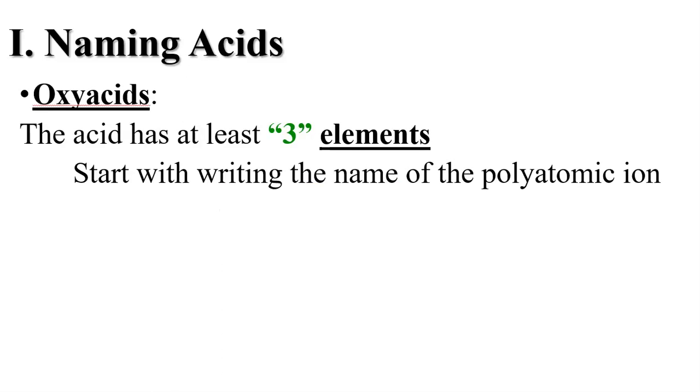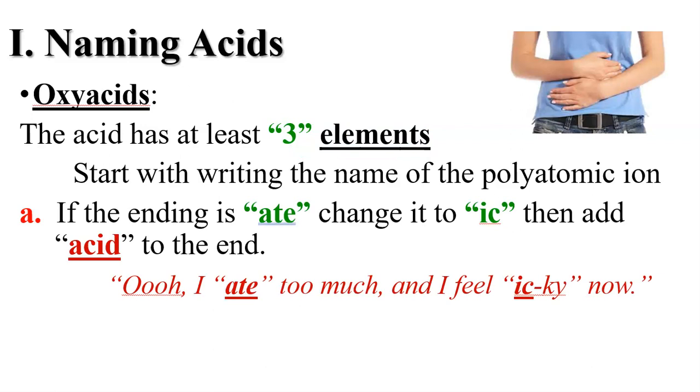All right, next are our oxyacids. Okay, these have at least 3 elements. So we'll start with writing the name of our polyatomic ion. So you have to be able to recognize which one is a polyatomic ion. Okay, and then if the ending of my polyatomic ion is ATE, we got to change it to IC, and then add acid at the end. So the best way to remember this is, ooh, I ate too much and I feel icky now. So ATE changes to IC.